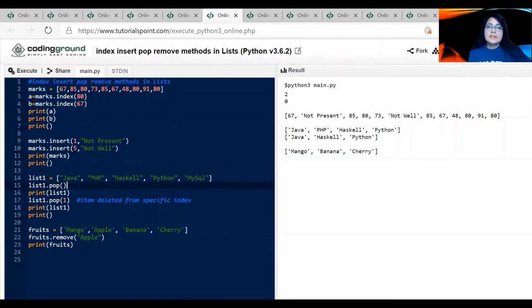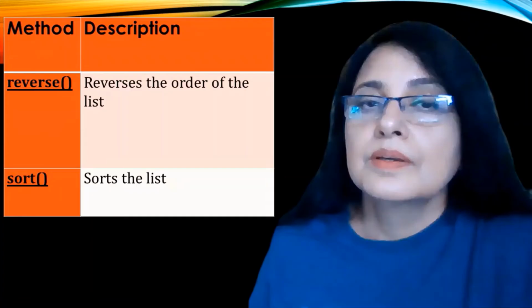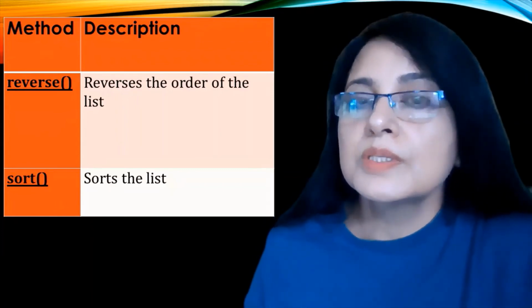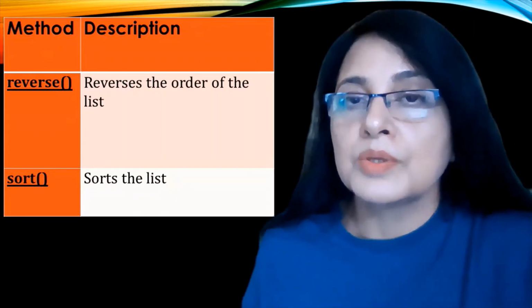We take another list, list1, and we use the method pop without specifying any index. We see that it has removed the last item from the list. If we say pop 1, it will remove the item from index 1, that is PHP has been removed. If we use the method remove to remove the element apple, we'll notice that now this list does not have element apple in it.